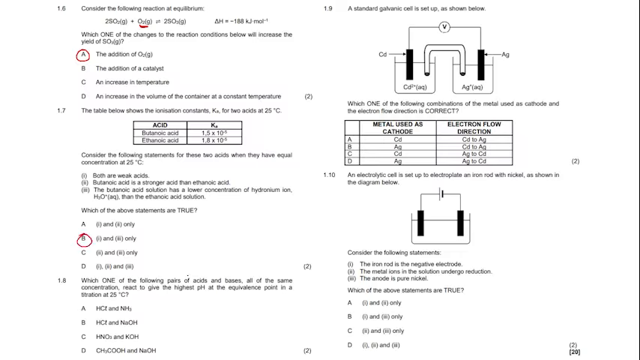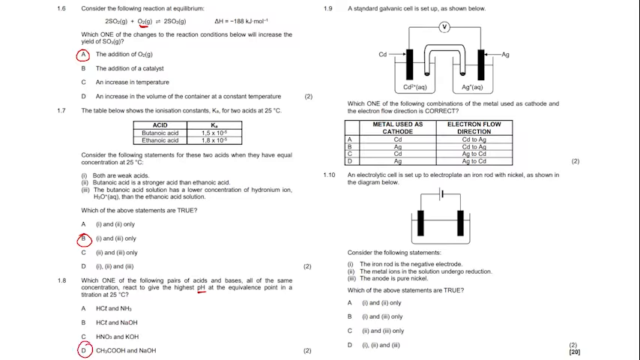Question 1.8. Which one of the following pairs of acids and bases, all of the same concentration, react to give the highest pH at the equivalence point in a titration at 25 degrees Celsius? So, if we want the highest pH, we need to have a weak acid reacting with a strong base, as the more basic the solution ends up, the higher the pH. And out of our 4 options, the one with the strong base and a weak acid is D.